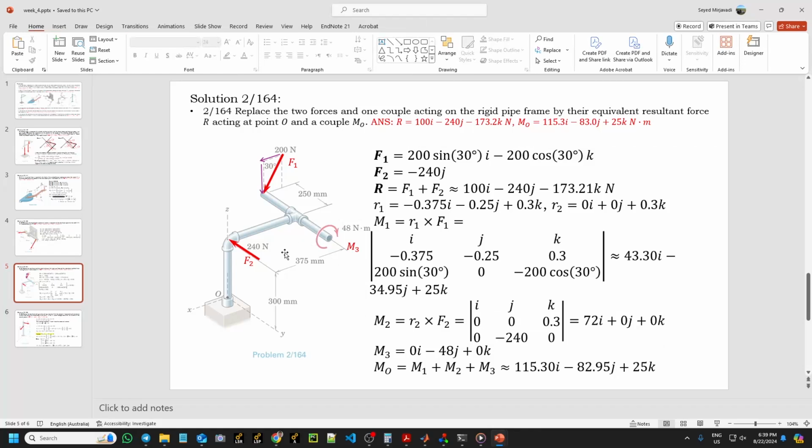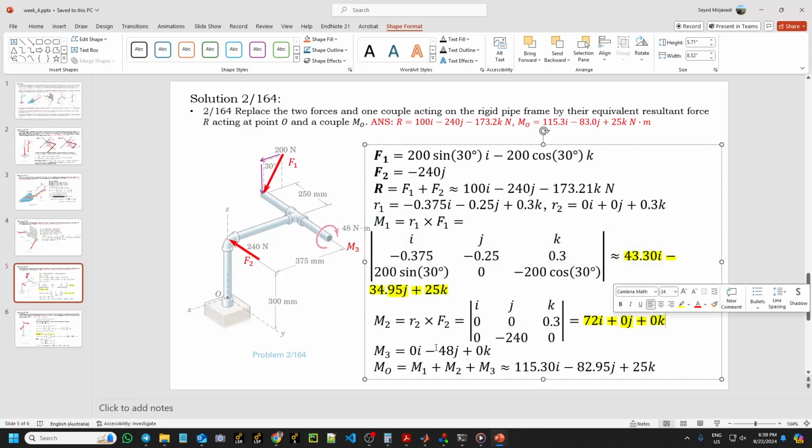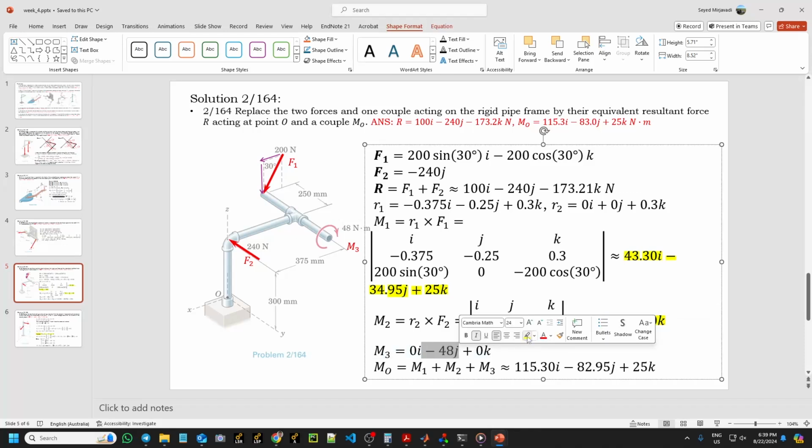So the moment about O is M1, which is this, and M2, which is this, and M3. We will just add the corresponding components. For example, the I for this one plus the I for this one, which is 72, and plus 0. You can obtain this easily.